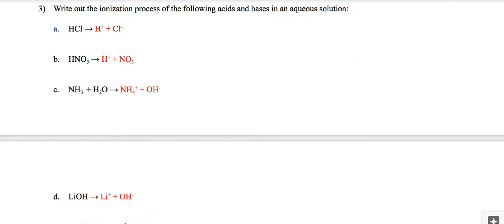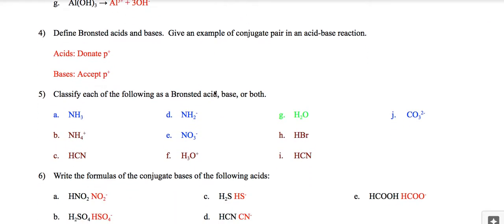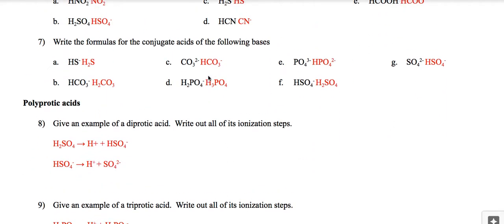Ionization steps, we're good with those. We practiced those in class. And just standard stuff from a long time ago. Bronsted acids and bases, a new definition, and then we can see the red ones are going to be acids and the blue ones are going to be bases. Conjugate bases of the acids, we're going to be taking away a hydrogen. The other way around, we have the conjugate acids of the bases. We're going to add a hydrogen.